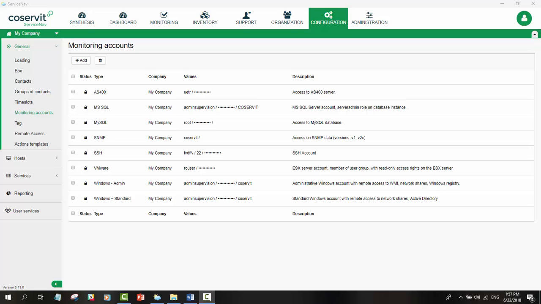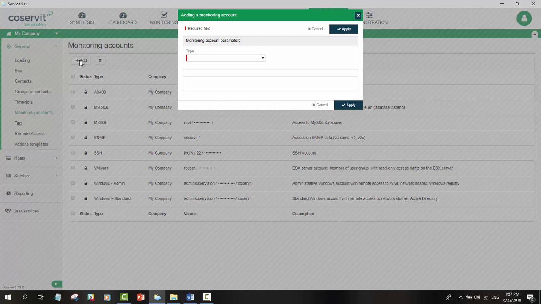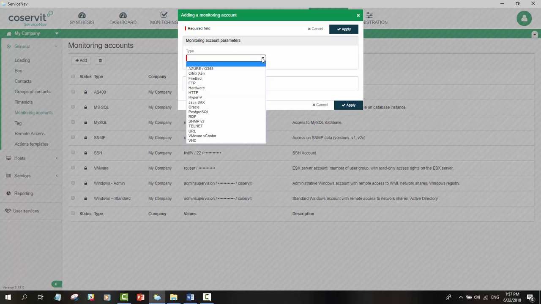The way in which monitoring accounts operate is also closely linked to the multi-tenant nature of ServiceNav, which we will see later. Monitoring accounts are a library of credentials that are automatically used to provide authentication to a service check where permissions are needed for that check to run correctly. Accounts exist for many of the main protocols and applications used by ServiceNav checks.